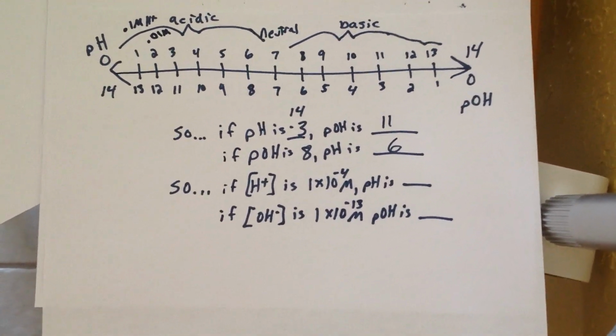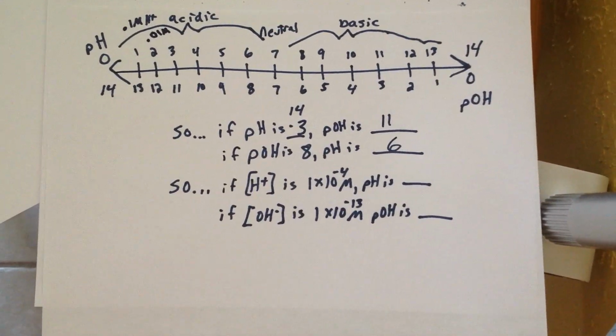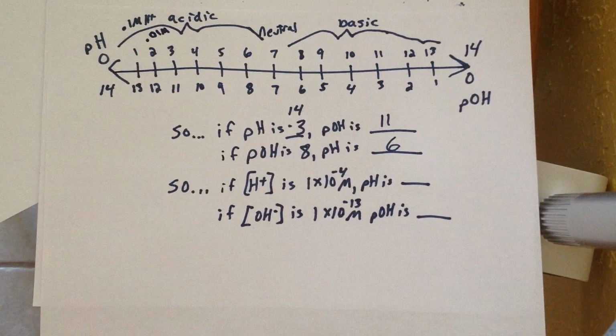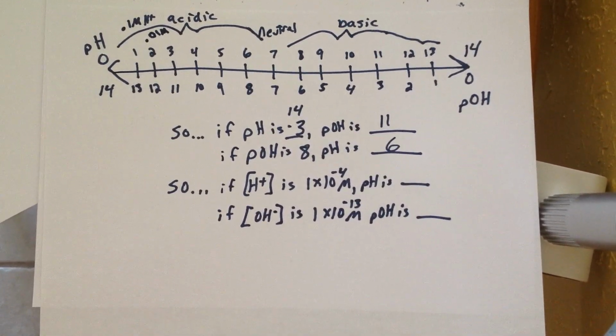So what would 3 be? 0.001, or 1 times 10 to the minus third. Oh, so 1 times 10 to the minus third molar H plus has a pH of 3. If you don't like that, you can always type in negative log of 1 times 10 to the minus third to get 3. That's how we got the pH scale.